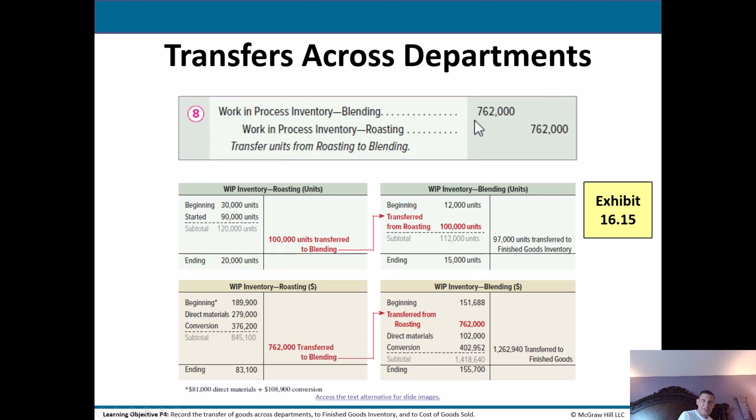And then number 8. This is where they are transferring from one department to the other. You can see we're debiting, or increasing, work in process inventory, blending, and crediting, or decreasing, work in process inventory, roasting. So they're just transferring units from the roasting department over to the blending department. That's all that's going on there. You can see it down here. They're transferring out 100,000 units up here, and then you can see the cost being transferred out down here. So don't think of these as different. These are the same. The top two are just showing you the number of units. The bottom two are showing you the dollar amounts associated with that.